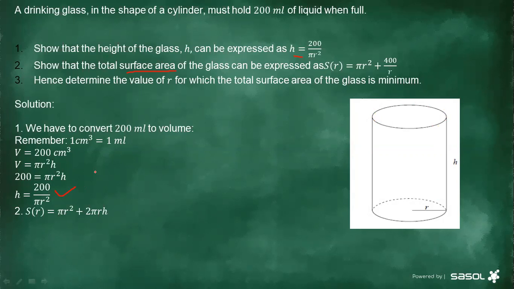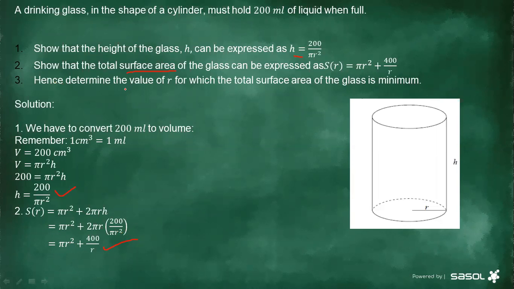So when you calculate the surface area, we are not going to include the top part because there's nothing there. It's open. We're only focusing on the bottom part, hence we have pi r squared, right? Then you just substitute the values. H we determined from number 1, so substitute H, which is 200 over pi r squared. Then you simplify, and it gives us pi r squared plus 400 over r. So this is the answer for that.